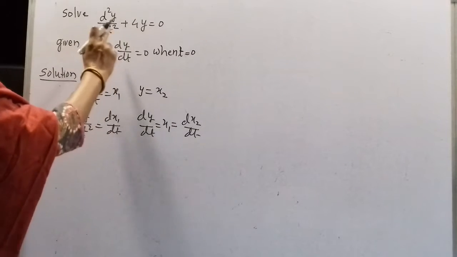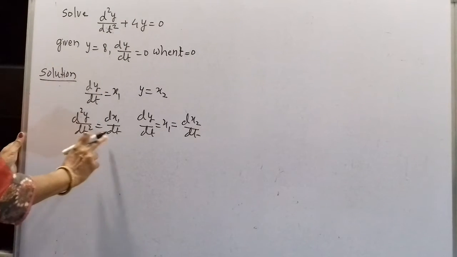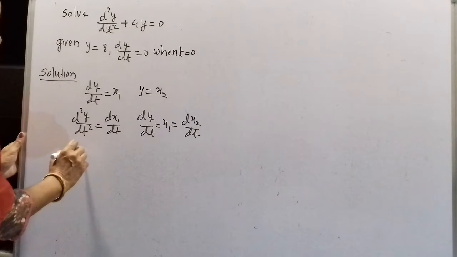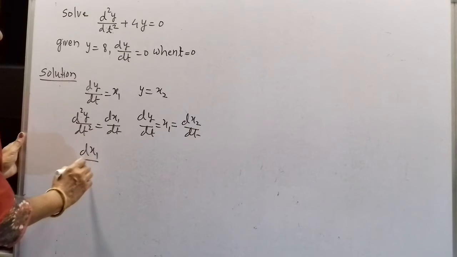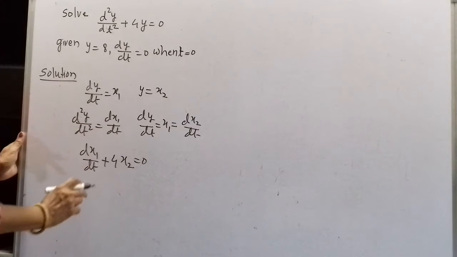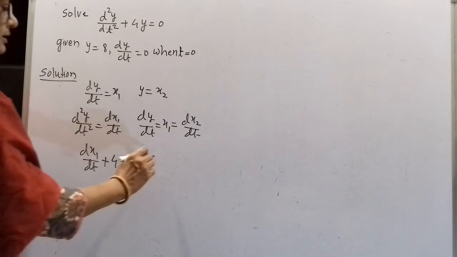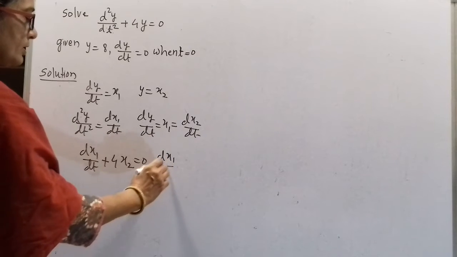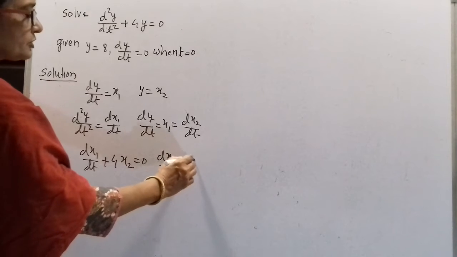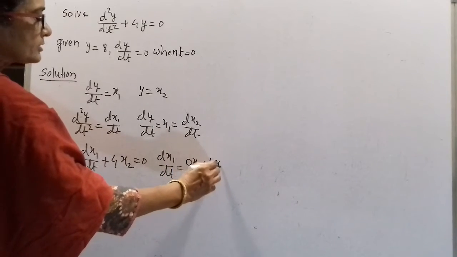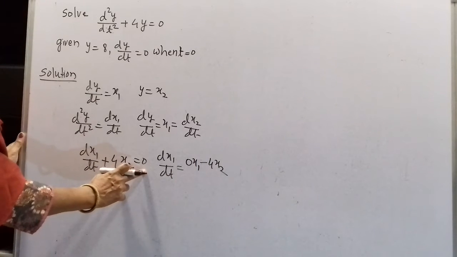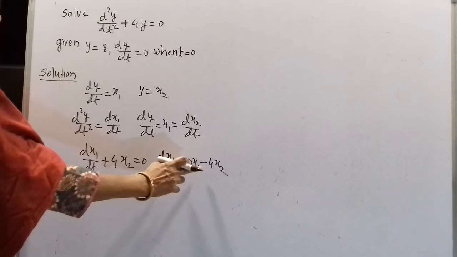Now this equation becomes d²y/dt² = dx1/dt, and we put y = x2 here. So we get the equation dx1/dt + 4x2 = 0. We can shift the term to the other side, so we get dx1/dt = 0·x1 − 4x2.